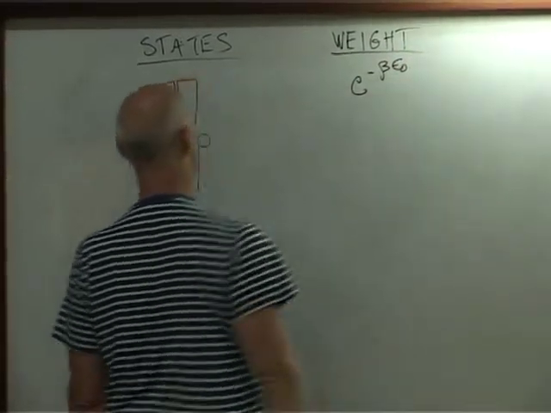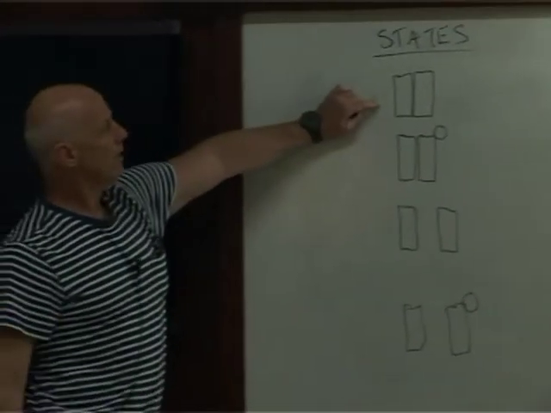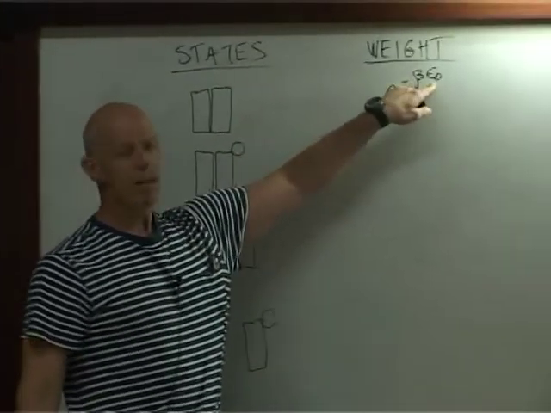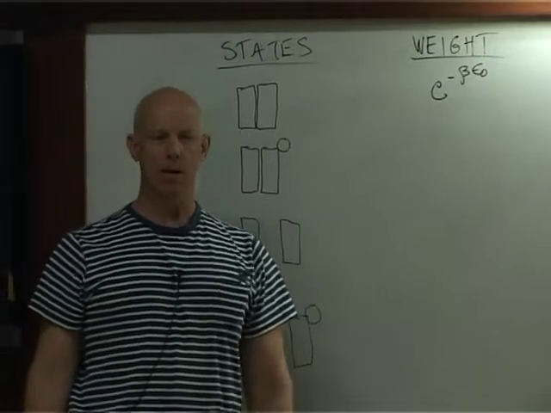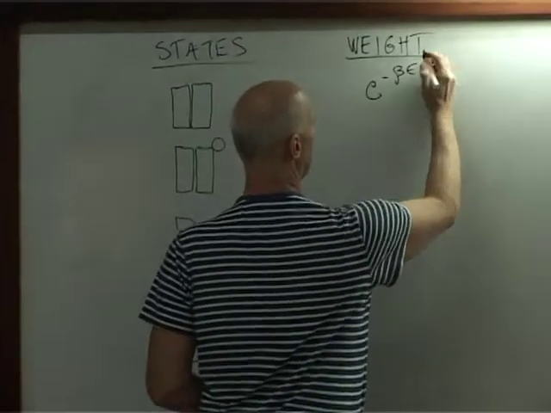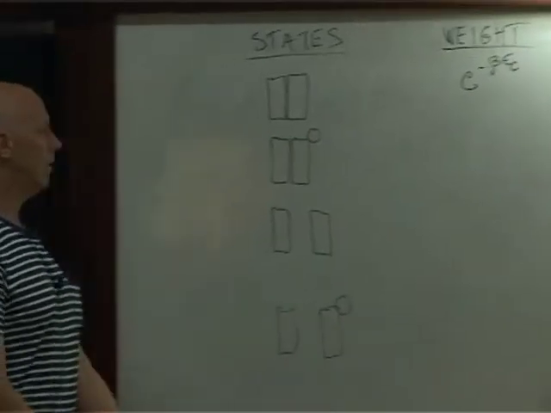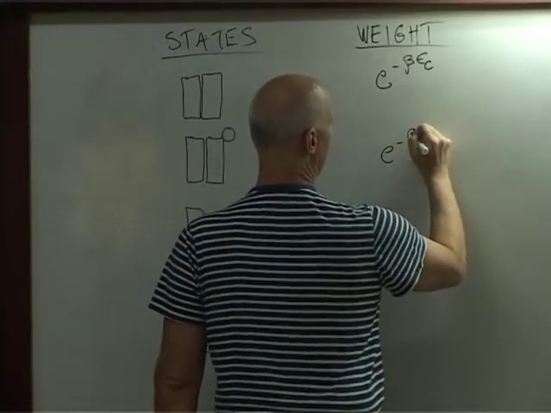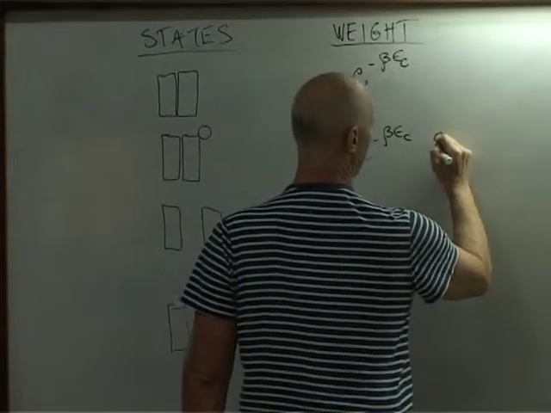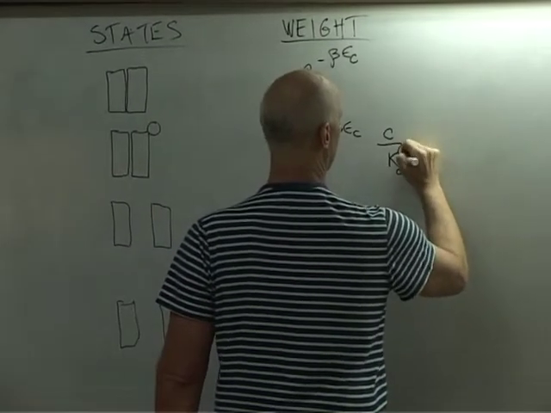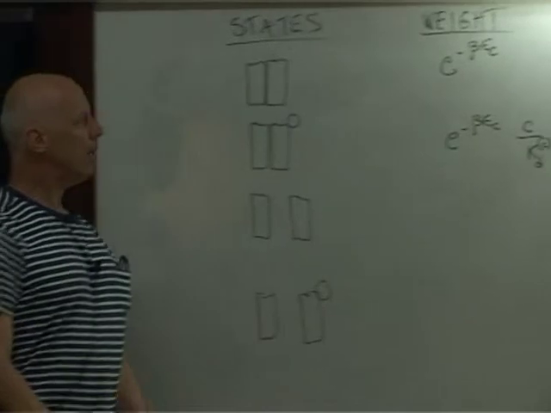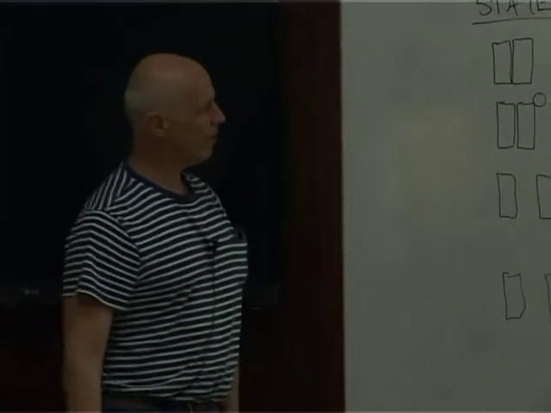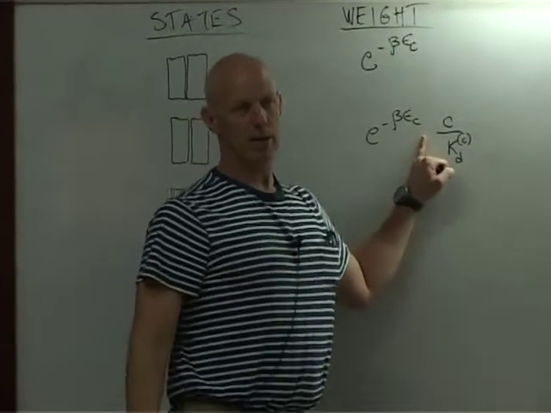So first of all, the weight of this state is e to the minus beta, and then the energy of being in the closed state. And then here, I'm going to write e to the minus beta epsilon closed, and I'm going to have C over KD closed. Now, if somebody wants to talk about this further, go look at your notes from yesterday.